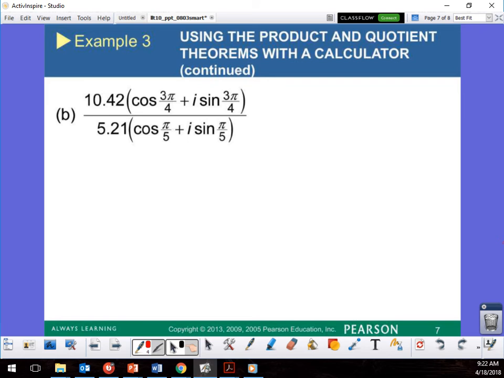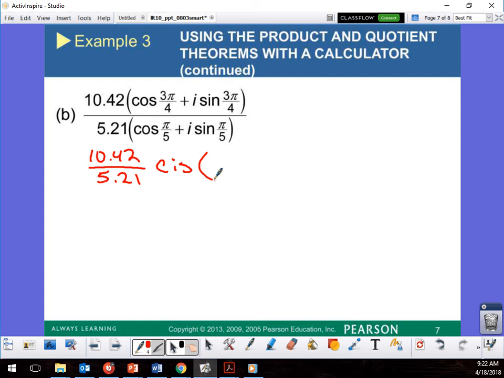All right, so now how do I do this one? Same thing. What type of problem is this? Division. Division, right? So I'm going to start off with my R's. 10.42 over 5.21. And then it's going to be CIS of. Now, you're going to need to know some math here, right? Which one goes on top? Which one goes first? Because this is a division.